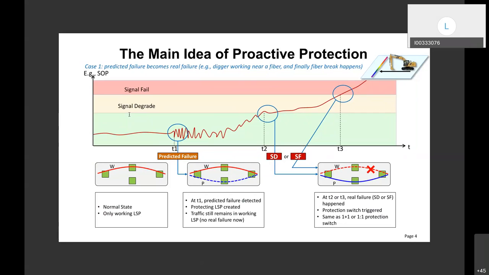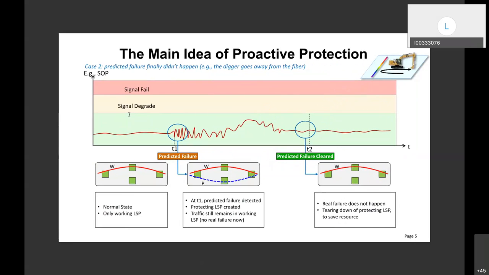Next page, please. Yeah, there is another case. For example, see the top right of the slice, if the digger is going near to the fiber and then going away, the node may detect the stress to the fiber will disappear. Then the intermediate node can notify the source node to tear down the protecting LSP to save the resource at T2.